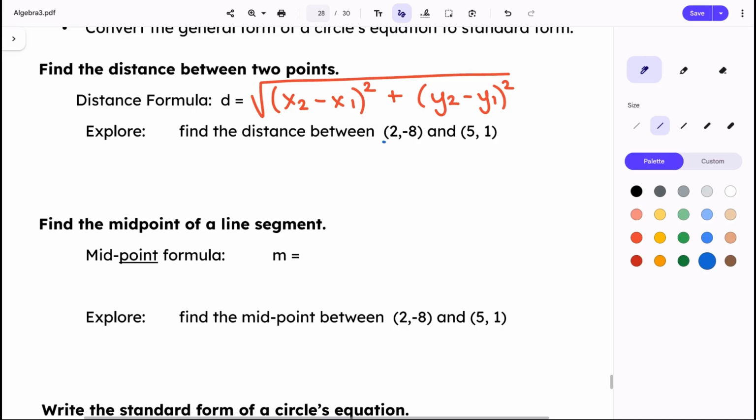These are your 2 points, (2, -8) and (5, 1). So what are you going to put in for your x's? What numbers are your 5 and 2? Now, it doesn't matter if you do 2 minus 5 or if you do 5 minus 2. You can go either way. But whatever way you decide to do it first, you have to make sure that you stay consistent with the y's as well. So if I do 2 minus 5, I have to start with the -8 and then subtract the 1. But you can switch that around.